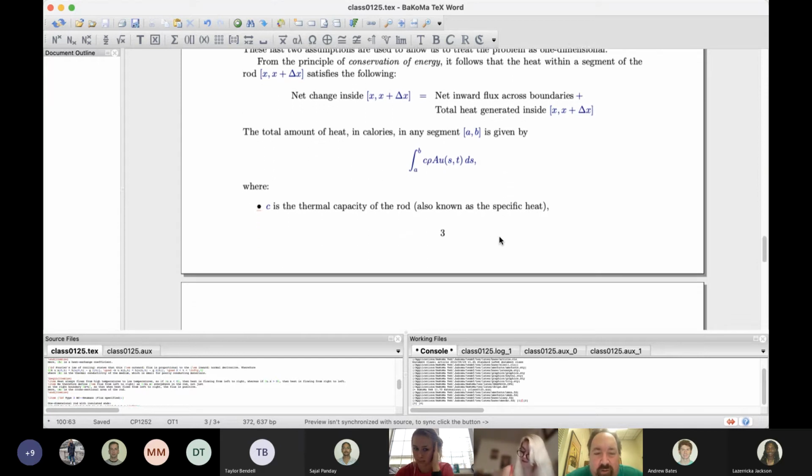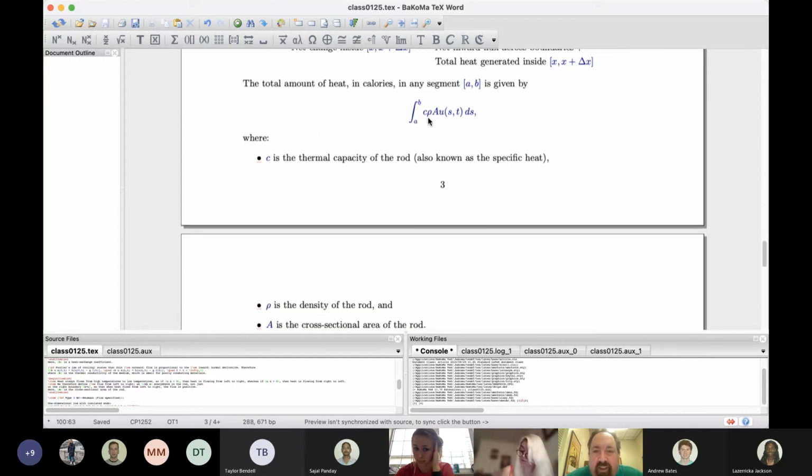And then rho refers to the density of the rod. This is why we assume that certain things are constant, like the temperature not varying within a cross section, or the rod being made of a homogeneous material, because then that means that U is a function only of s, which is playing the role of the x variable here, and also that rho is constant, and C is constant too, because the rod is homogeneous.